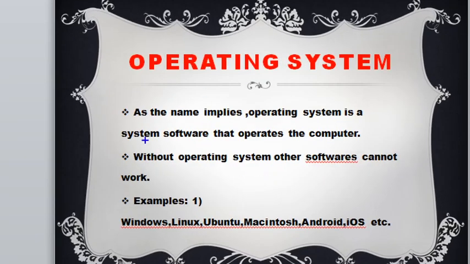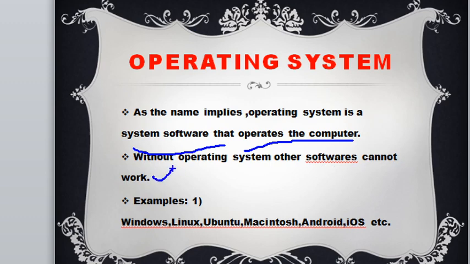As the name implies, operating system is a system software that operates the computer. That means whenever we install the OS in the computer, only then will the computer start to work. Otherwise the computer will not work. Unless we install the OS, the computer does not operate. The second point: without operating system, other softwares cannot work.